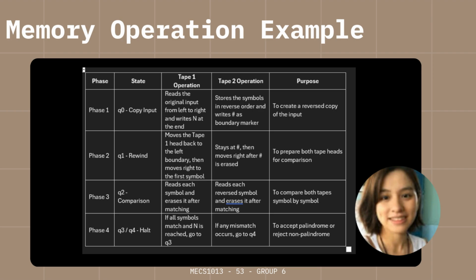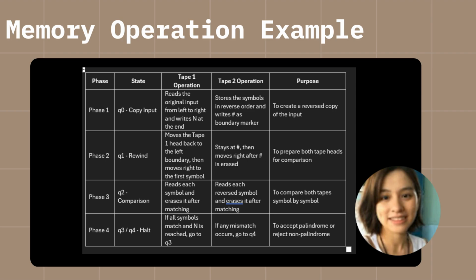In phase 1, Q0 copies the input from tape 1 to tape 2. Tape 1 keeps the original input while tape 2 stores the reverse copy. At the end of the input, N is written on tape 1 and hashtag is written on tape 2. In phase 2, Q1 rewinds the tape 1 head back to the left boundary, while tape 2 stays at the boundary marker. This prepares both tapes for comparison.